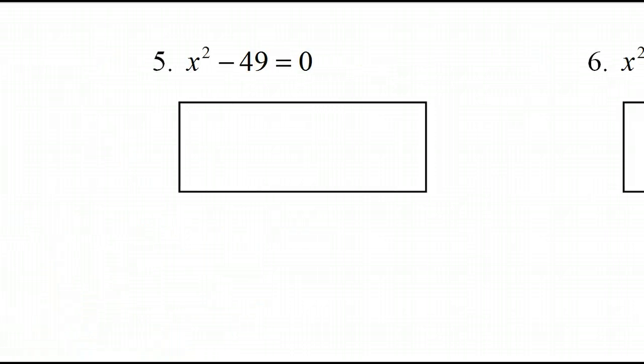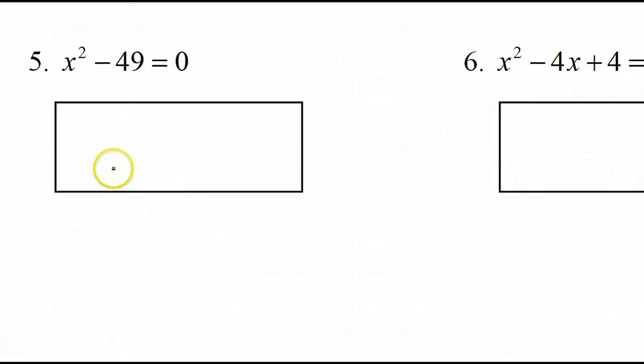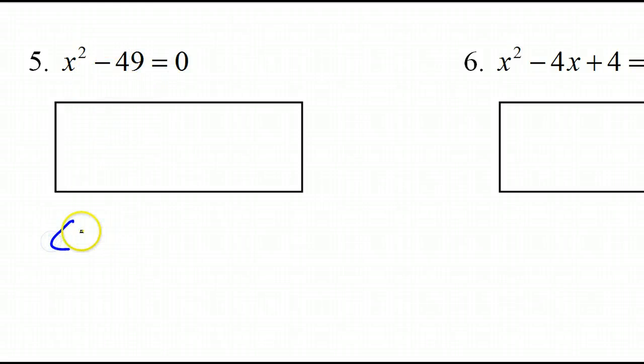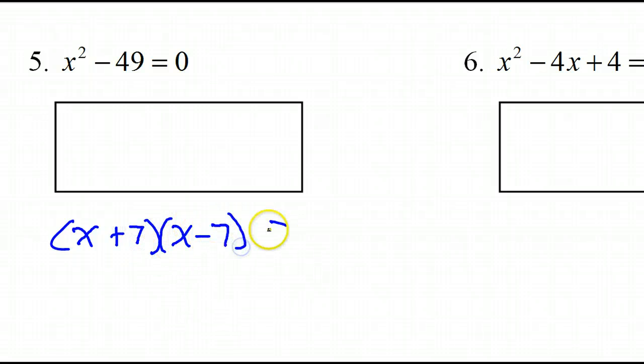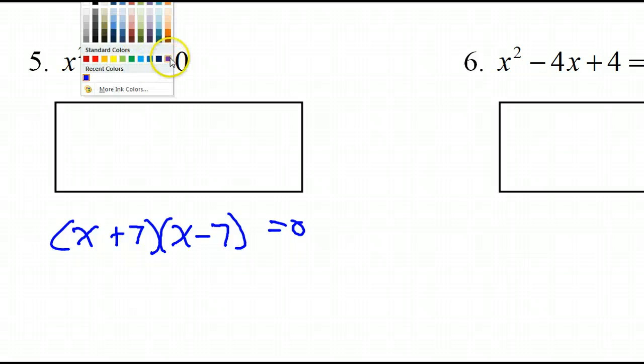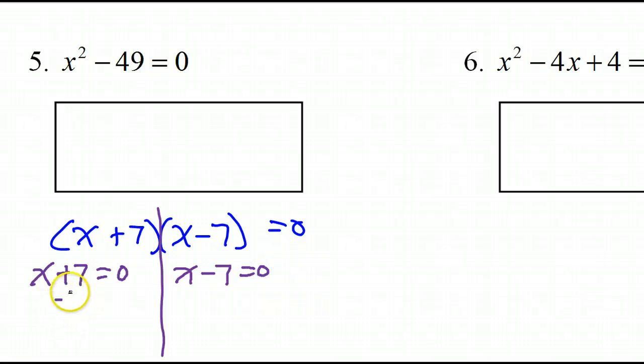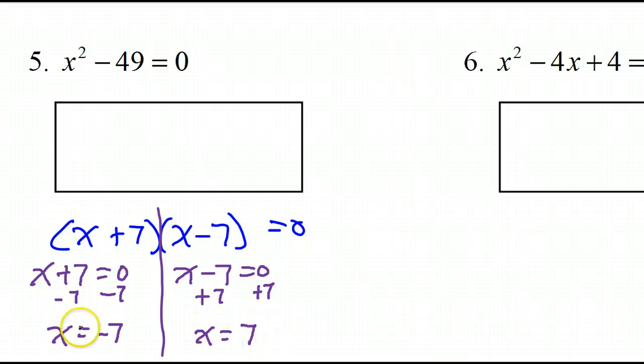All right, let's take a look at number 5. Well, that's basically the same thing all over again. Almost the identical problem. So this is going to factor as x plus 7, x minus 7. So sprinkle a little zero product property on it. So I have x plus 7 equals 0, x minus 7 equals 0. Subtract 7, add 7, and I get x equals -7, x equals +7.